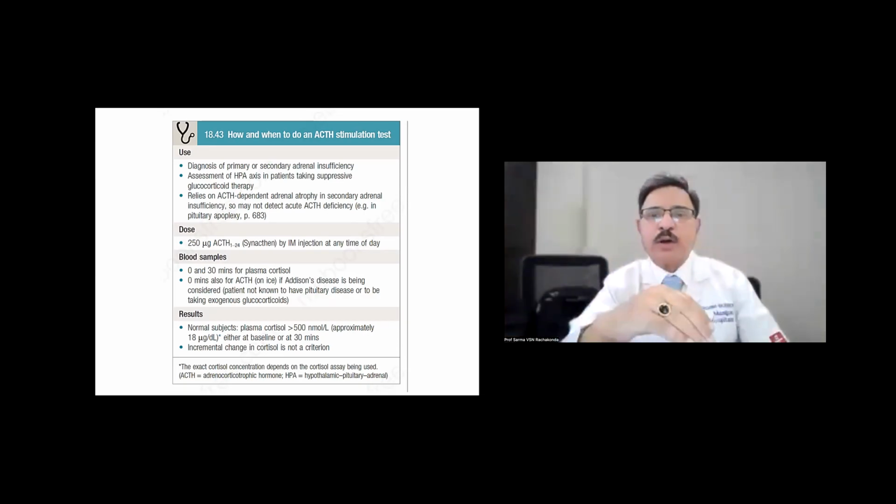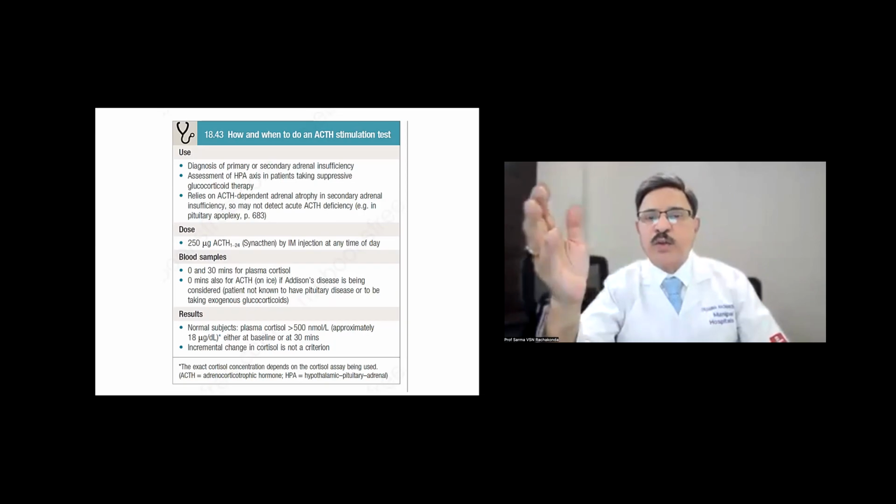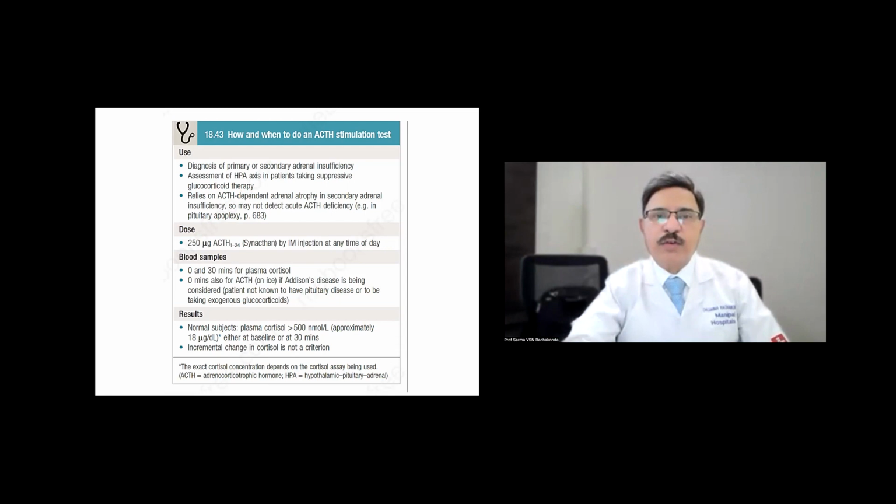In a normal subject, plasma cortisol must be more than 500 nanomoles per liter, either at baseline or after 30 minutes. This is normal. Incremental change in the cortisol is not a criterion. The exact cortisol concentration depends on the cortisol assay being used, whether chemiluminescence or radioimmunoassay. Depending on which assay they are using, the values differ.